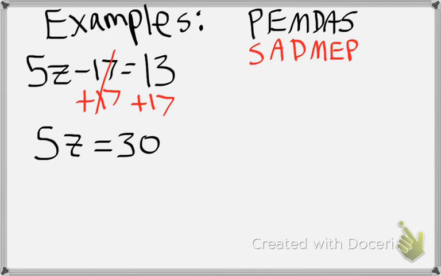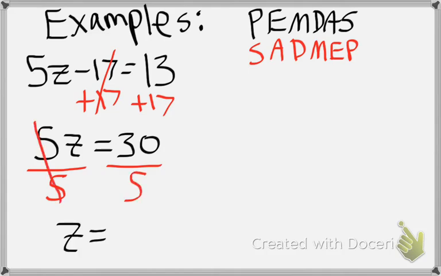Now, to finish from here, you have to get rid of times 5. You know it's multiplication because they're touching. So the opposite of multiplying is dividing. So you're going to divide both sides by 5. They cancel on the left side, and you're left with z equals 6. So that means the value of 6 is what will make this equation true.